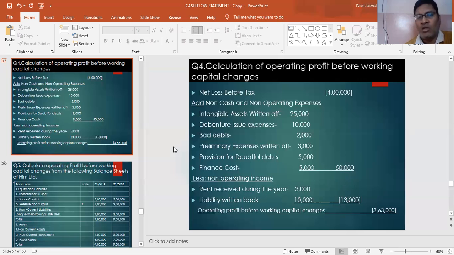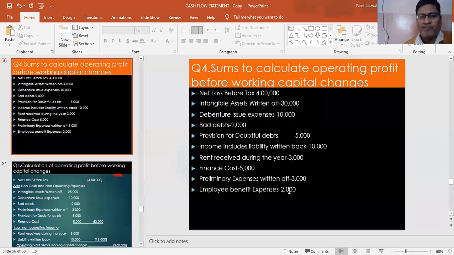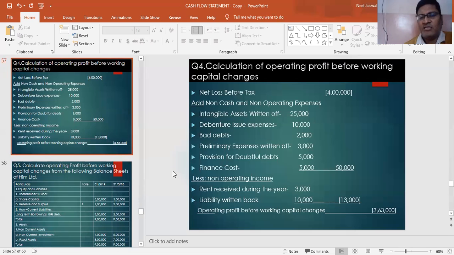Notice one thing, student, this employee benefit expense is very much a part of our operating expense. So we are not taking that. See, operating expenses include selling and distribution expense, administrative expenses, office expenses. So employee benefit expense being an administrative expense, we are not subtracting it. It is already there, so let it be there. We are not adding it back.